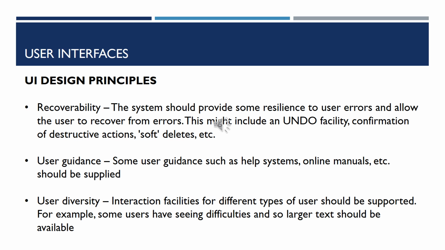Okay, next is user diversity. Interaction facilities for different types of users should be supported. For example, some users have sight difficulties and so larger text should be available. Especially if you have older users, seniors, you should have bigger text available on the screen. Or if you have techie users or those who are just in their teens, you can give them much smaller text, and the design will allow more things, or in a console.